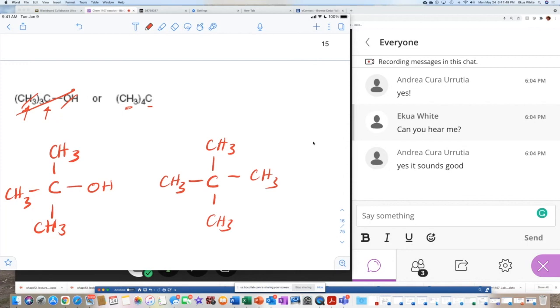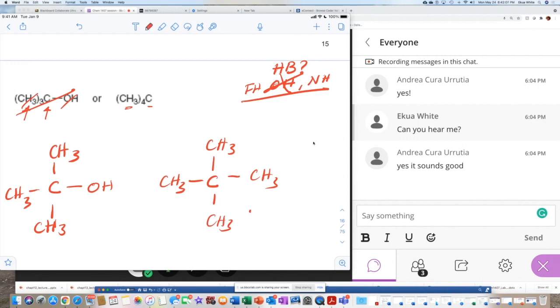Okay, so we're going to go through the list. We're going to ask, does it have hydrogen bonding, right? Are we seeing an OH? Are we seeing an NH? Are we seeing an FH? Are we seeing any of this in this molecule here on the right? No. So no hydrogen bonding for sure, the one on the right.